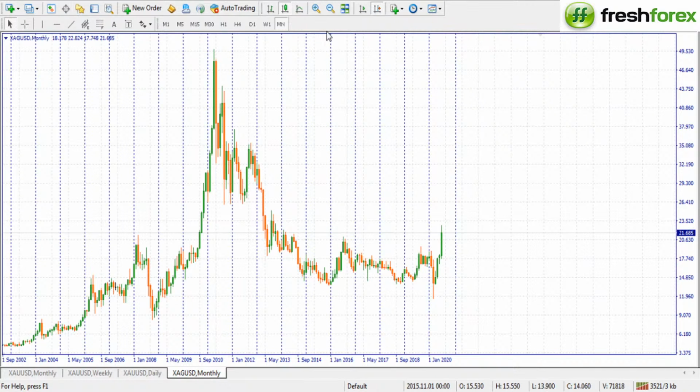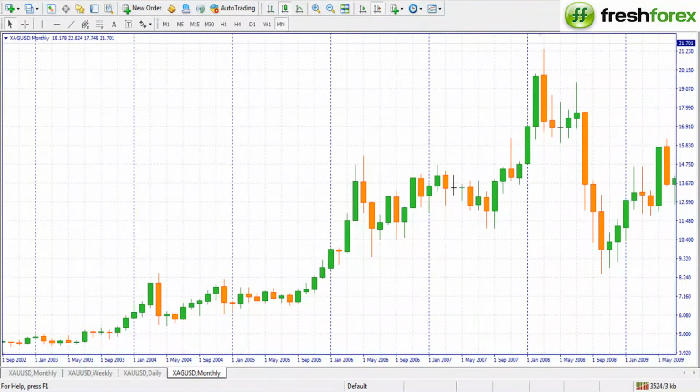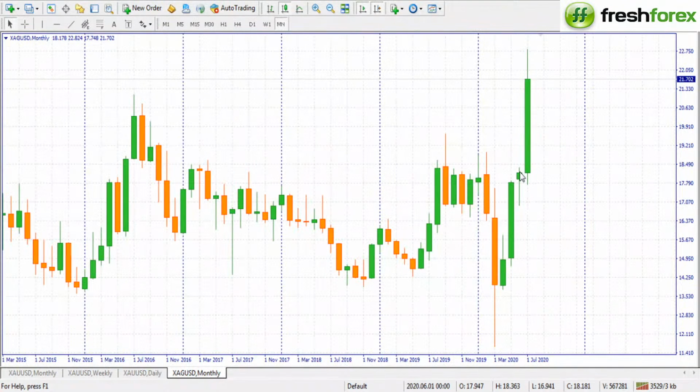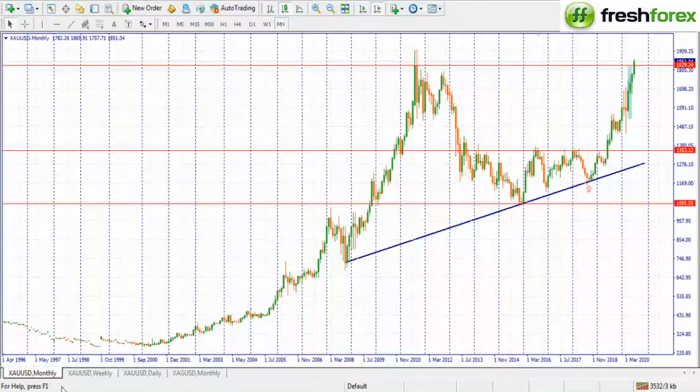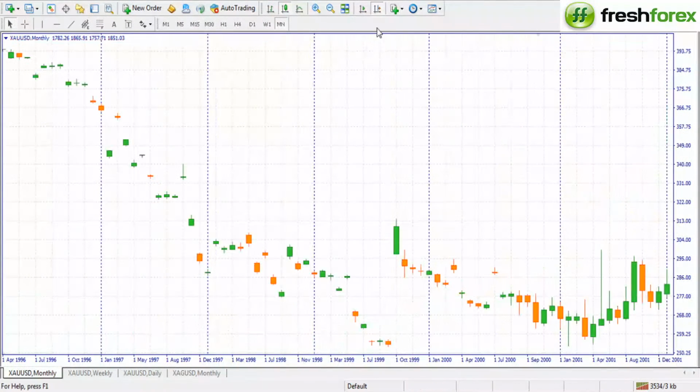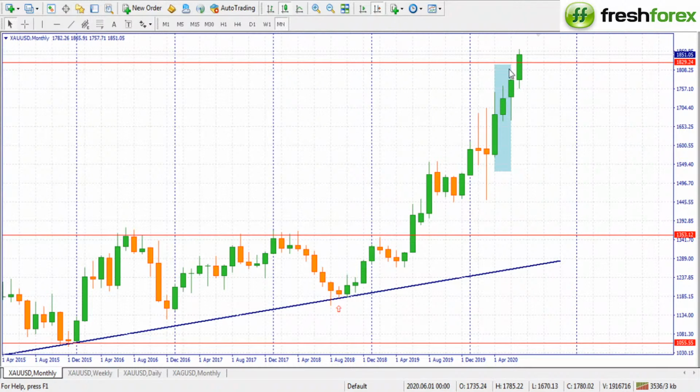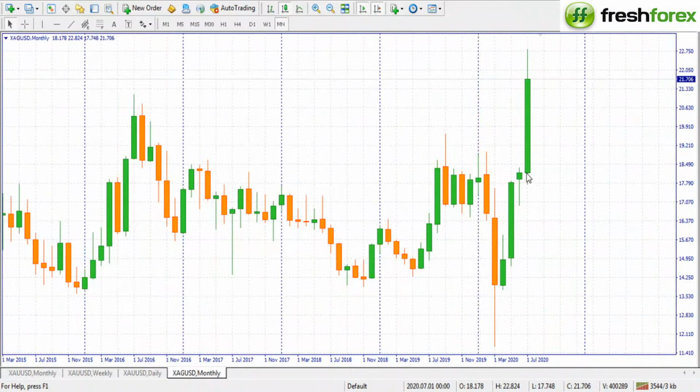Another correlation aspect, you can see previously we had a pin bar on silver. Yeah, this was a pin bar, the previous month's candle. Also, this was a pin bar, which means they're doing just the same thing. The exact same thing happening on silver is the same thing we are seeing on gold.